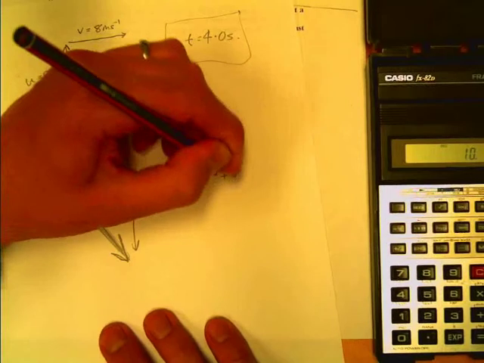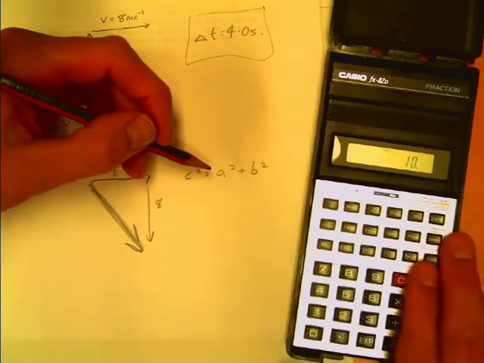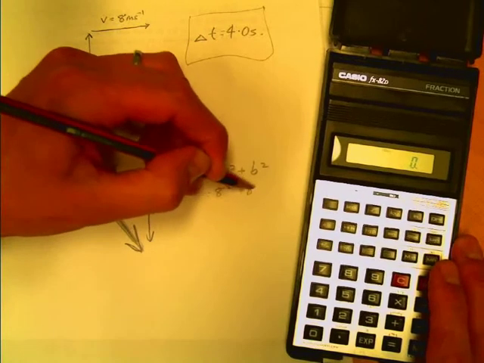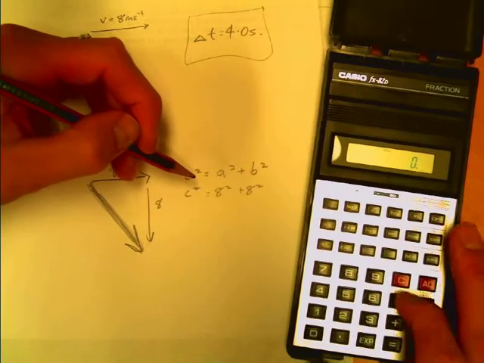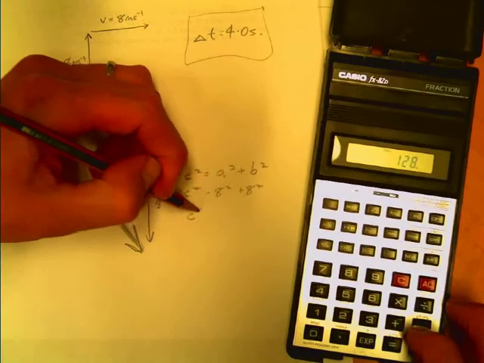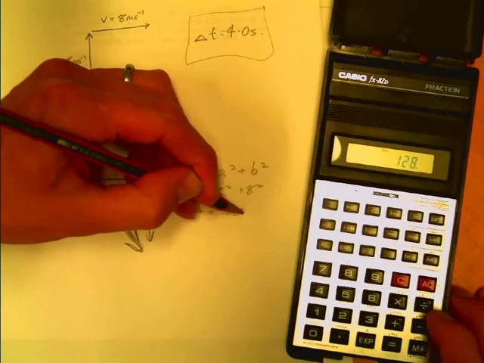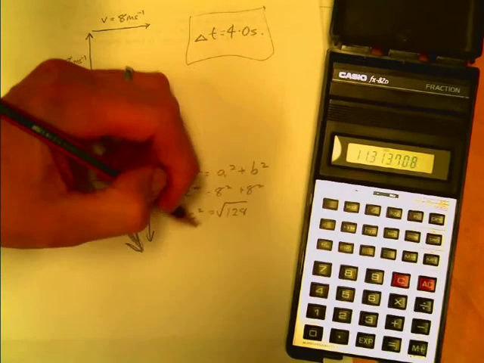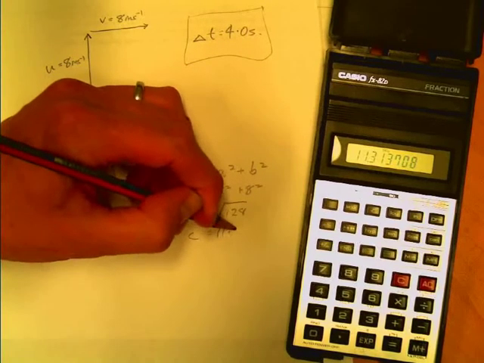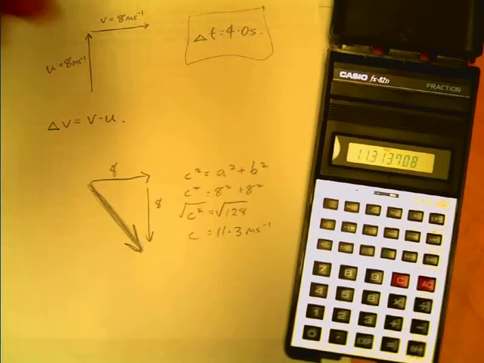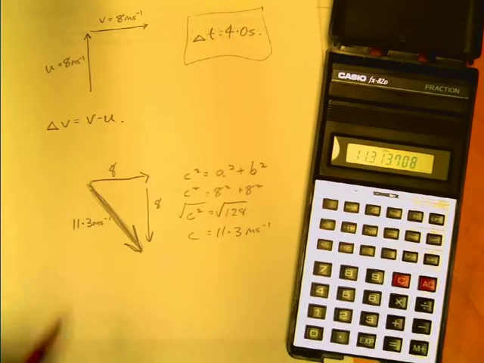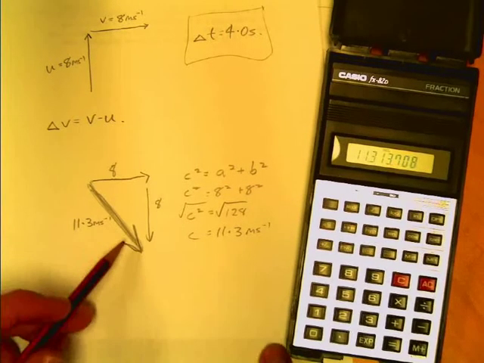C squared equals A squared plus B squared. Use Pythagoras' theorem to find out the magnitude of it. So we're looking at 8 squared plus 8 squared. So 8 8s are 64. 64 plus 64 is 128. 128 square root. C equals 11.3 metres per second. So this vector is 11.3 metres per second.